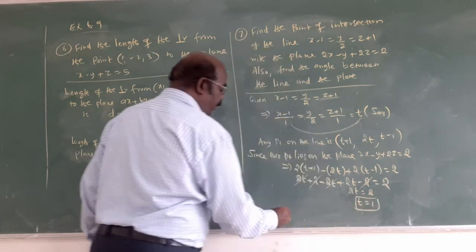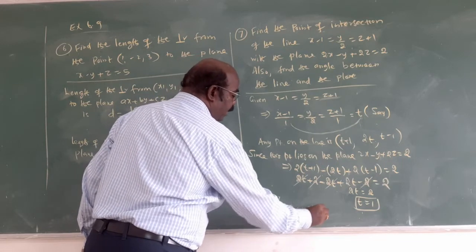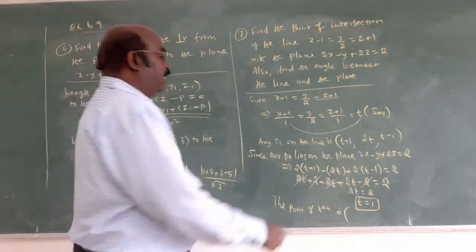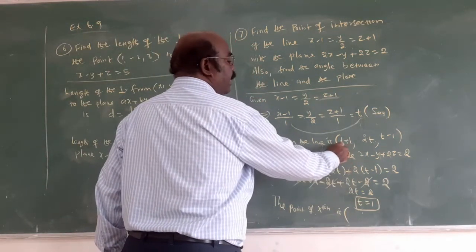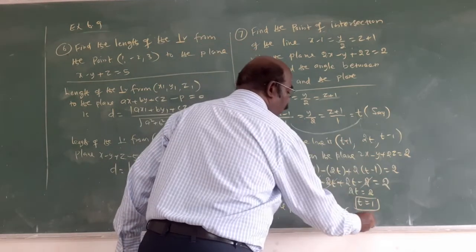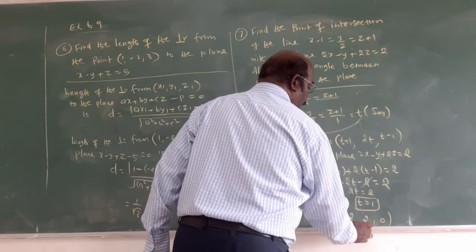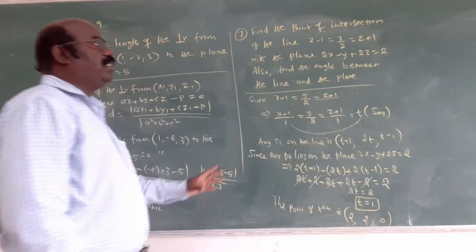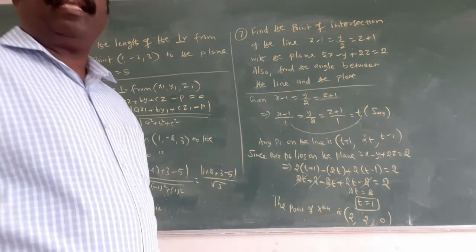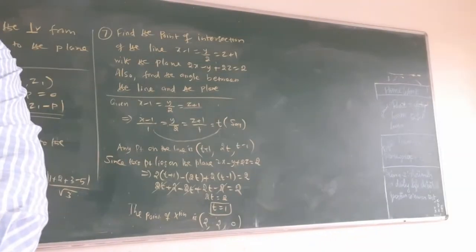Therefore the point of intersection: replace t equal to 1 here. x is 1 plus 1, 2. y is 2 into 1, 2. z is 1 minus 1, 0. This is the point of intersection. First answer over. Now what is being asked? The angle between them is being asked.